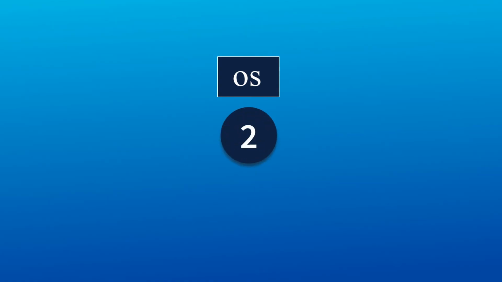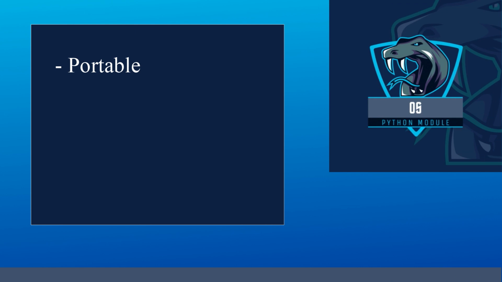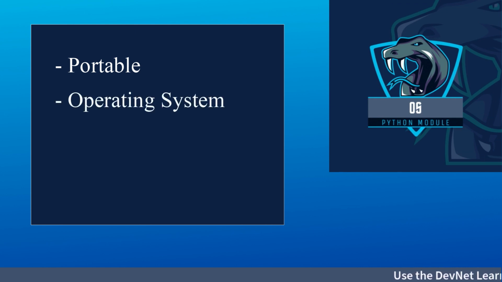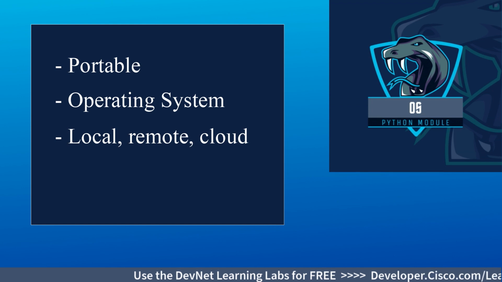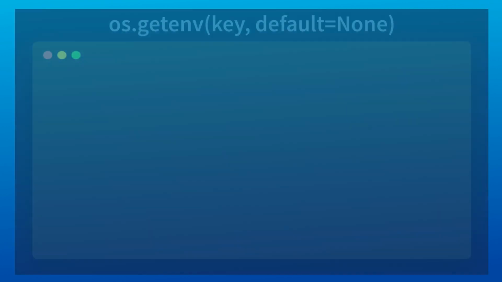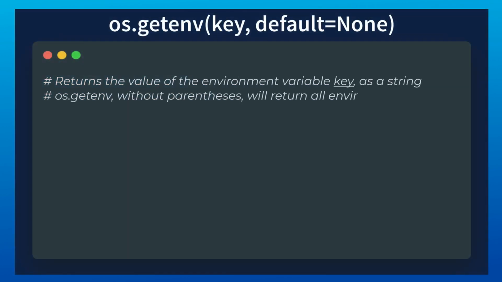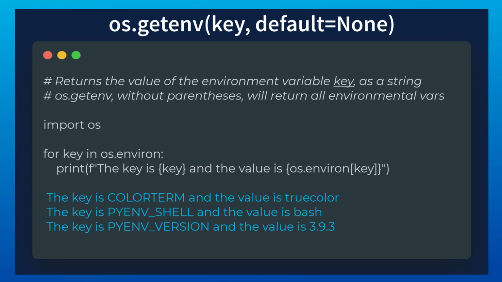Number 2. OS. The OS module provides a portable way for us to interact with our, you guessed it, operating system. OS makes it possible to interact with local, remote, and cloud files. There's no need to install it, as it is included with the standard Python 3 library. os.getenv returns the value of the environment variable as a string. Without parentheses, it returns all environment variables, which we can loop through using the key of the key-value pair like this.